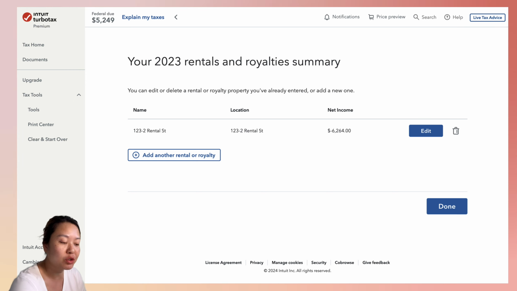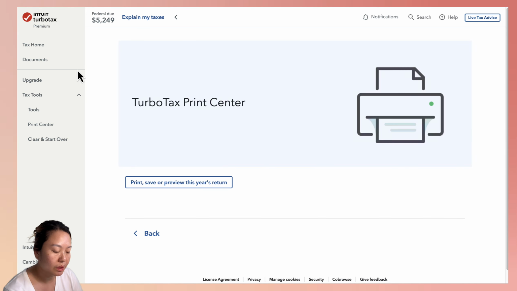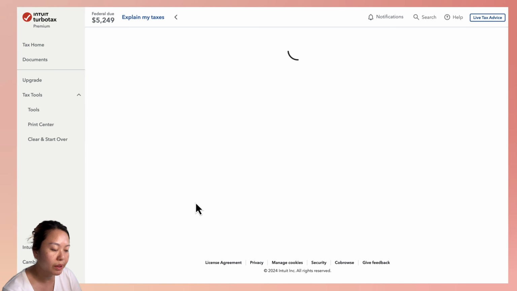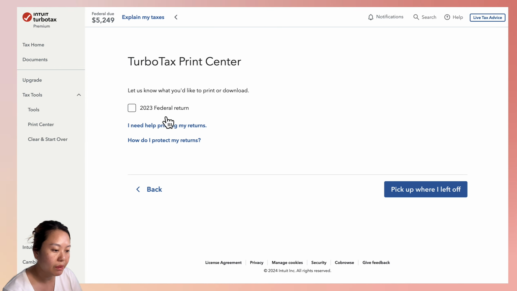I just want to show you some of the tax form. Because we've been switching examples in and out, we want to point out especially the depreciation, how it's different. Once you pay for TurboTax, to view your tax forms, you can go to Tax Tool, then Print Center, and then print, save, or preview.